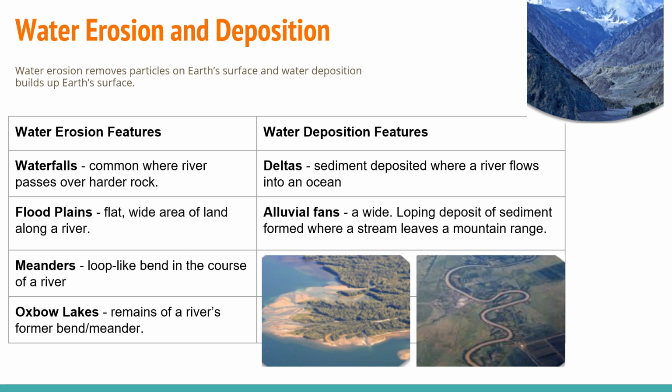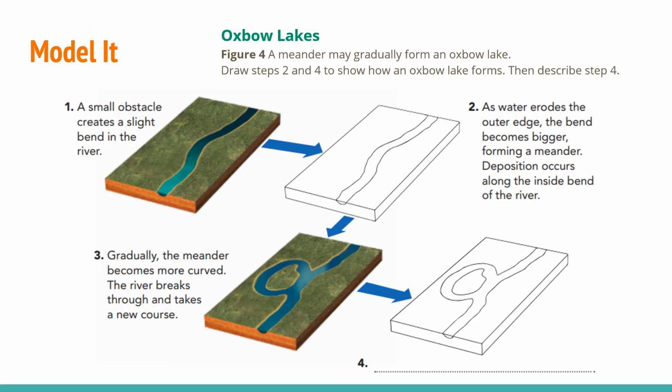Water deposition features are deltas. That's where sediment is deposited where a river flows into an ocean. And alluvial fans are a wide, sloping deposit of sediment formed where a stream leaves a mountain range.